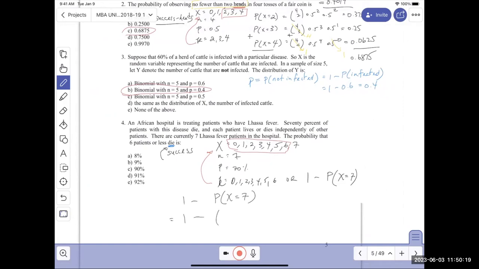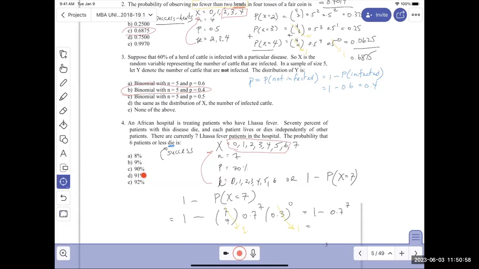So this is 1 minus, so I put the formula out as 7 choose 7. Probability of death is 70%, so 0.7 to the power 7. And then that leaves for not death or surviving 0.3, and there's nothing left for failures. So that's the result, and it simplifies very neatly into this being 1 and this being 1. So all you have to do is take 1 minus 0.7 to the power 7 and get your answer.